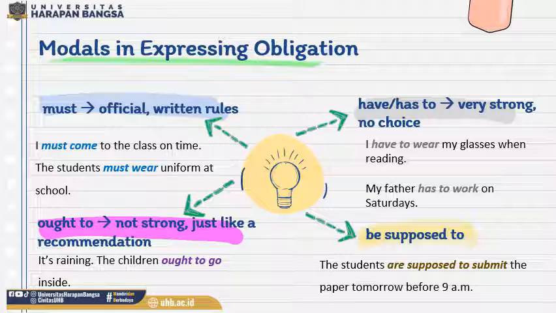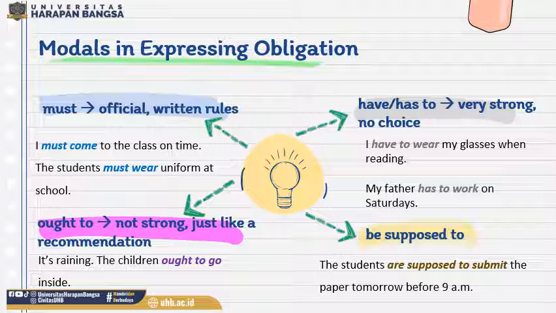Oh, kalau siswa itu harus datang tepat waktu. Kemudian siswa harus memakai sepatu hitam misalnya. Siswa harus memakai seragam. Nah, itu biasanya peraturan yang sudah tertulis dan harus ditaati oleh siswanya. Maka model yang kita pakai adalah must. I must come. The students must wear. Ya, jadi must ini merupakan bentuk obligation, kewajiban yang kuat, ya, harus dilakukan karena sudah ada di peraturan yang tertulis atau peraturan resmi.